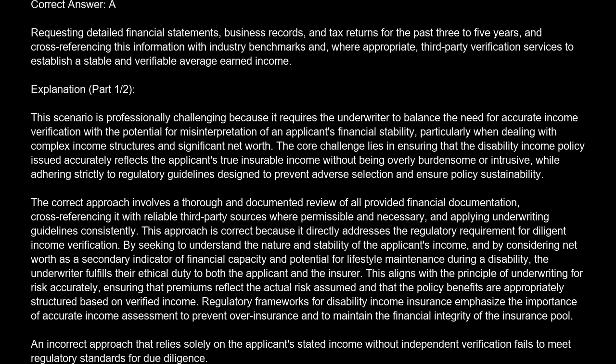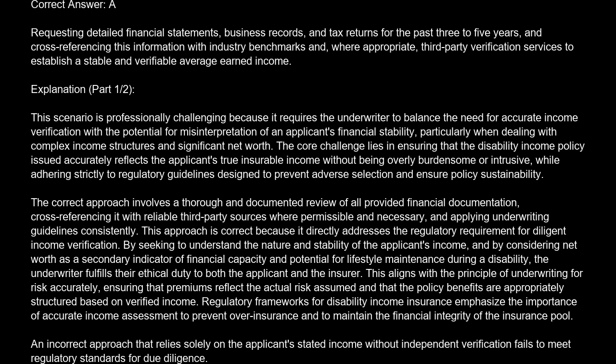Explanation. This scenario is professionally challenging because it requires the underwriter to balance the need for accurate income verification with the potential for misinterpretation of an applicant's financial stability, particularly when dealing with complex income structures and significant net worth. The core challenge lies in ensuring that the disability income policy issued accurately reflects the applicant's true insurable income without being overly burdensome or intrusive, while adhering strictly to regulatory guidelines designed to prevent adverse selection and ensure policy sustainability.